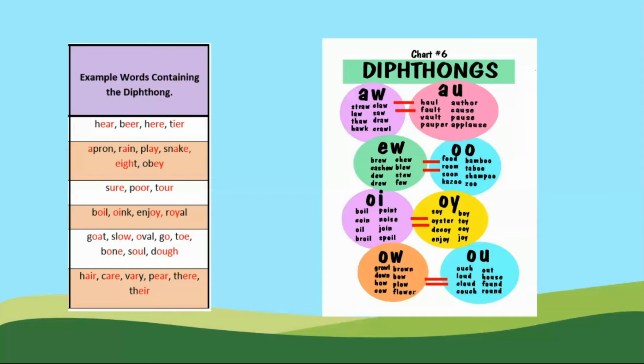Now OI and OY act the same. Boy, toy, boil, coin, oil. These two letters will give similar sounds. The same in OW and OU.